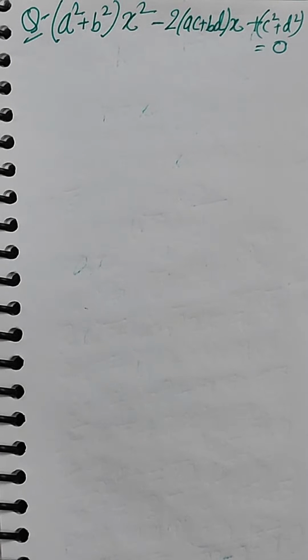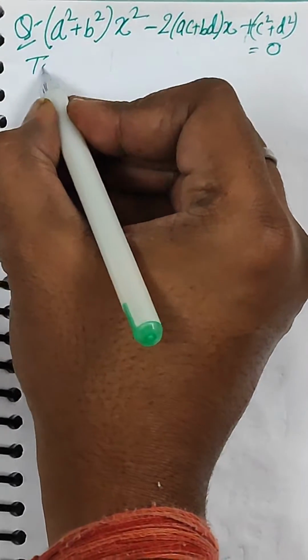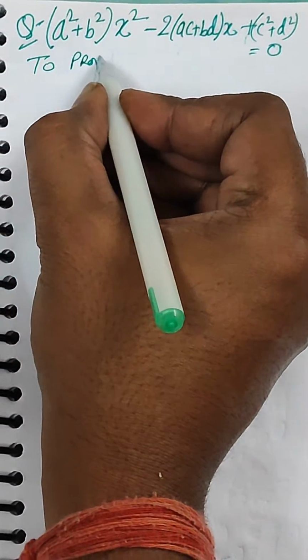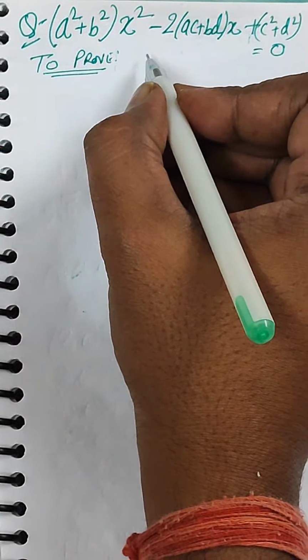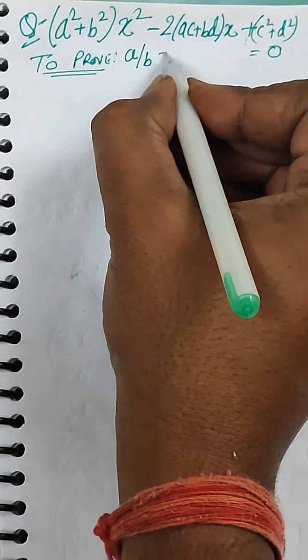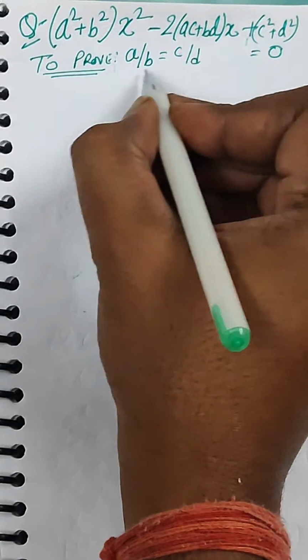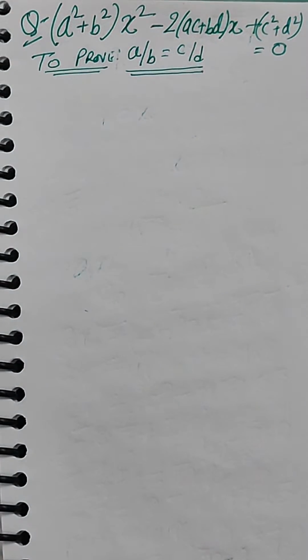Then we need to prove that. What we need to prove? We need to prove a by b is equal to c by d. This needs to be proved.